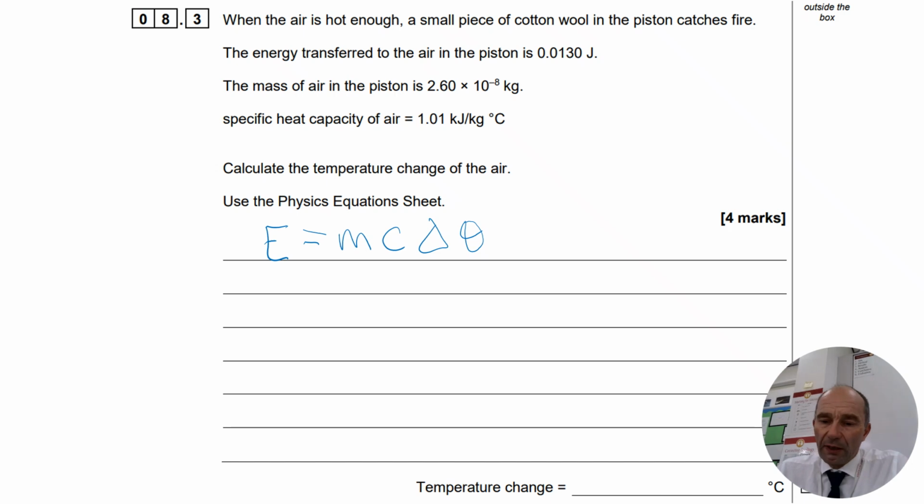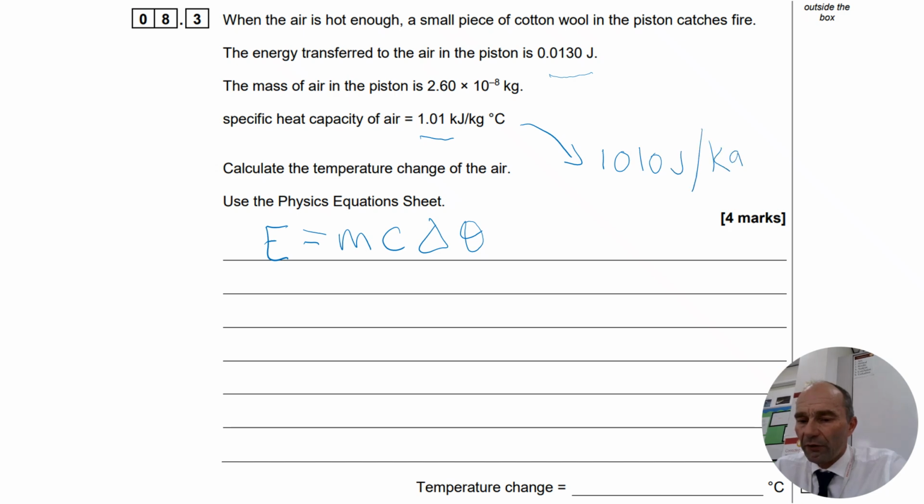Now, they're a bit sneaky here because they've given you the energy in joules. However, they've given you the specific heat capacity in kilojoules. So the first thing you need to do is to convert that 1.01 kilojoules into 1010 joules per kilogram degree C. Now, bear in mind this is worth 4 marks. And there should be a bit of a hint there that we need to do a conversion. And that's the mark we're going to get for doing the conversion.